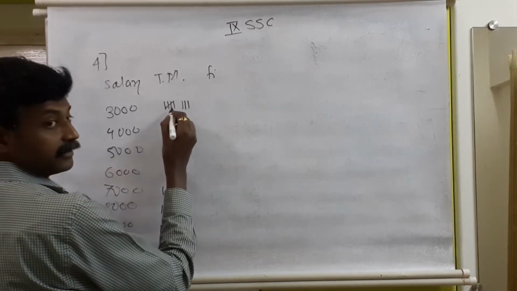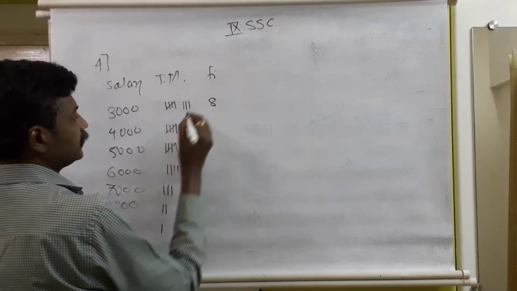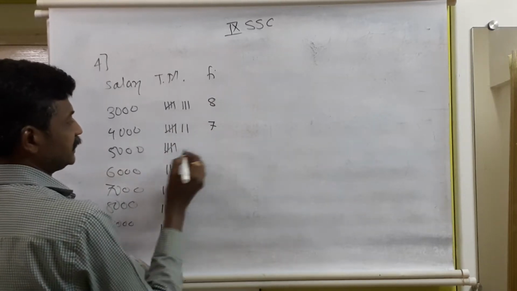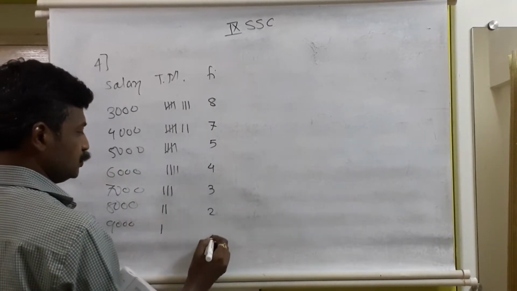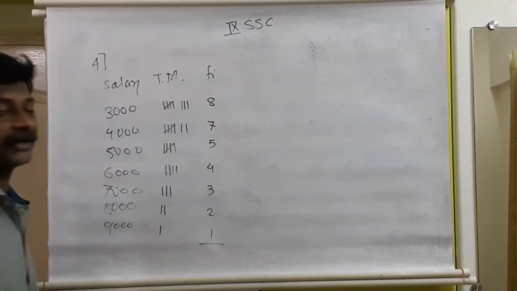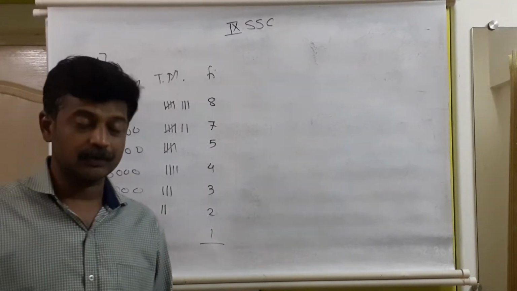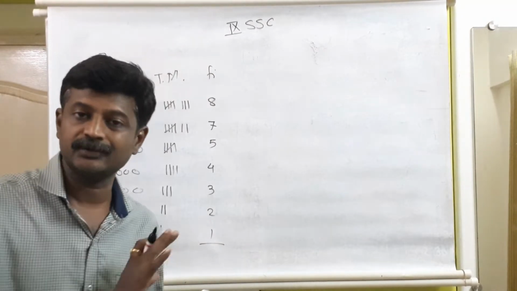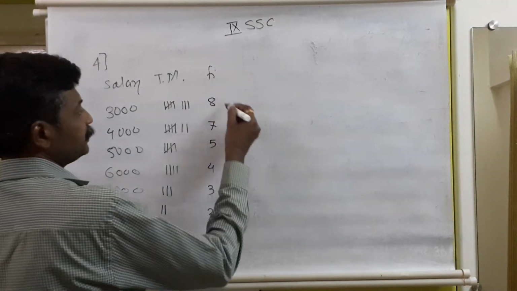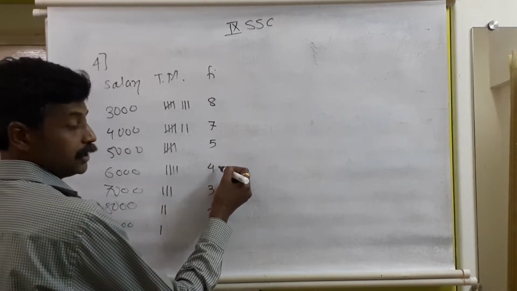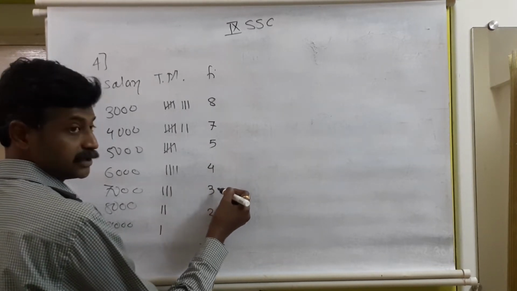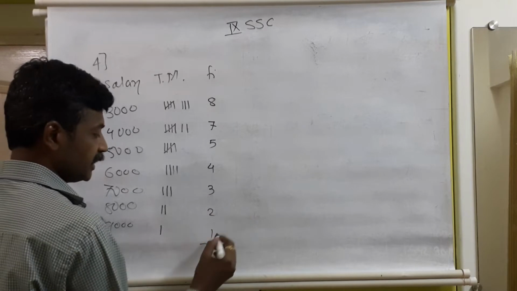This bunch is of 5. 5 plus 3, 8. This is 5 plus 2, 7. This is 5. This one is 4. This one is 3. This one is 2 and 1. The total of frequency should be equal to 30, which means our calculation is correct. So 8 plus 7, 15. 15 plus 5, 20. 20 plus 4, 24. 24 plus 3, 27, 28, 29 and 30.